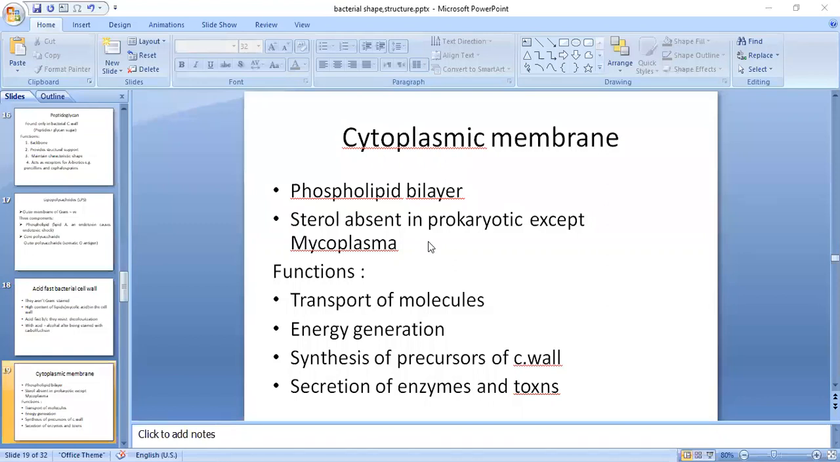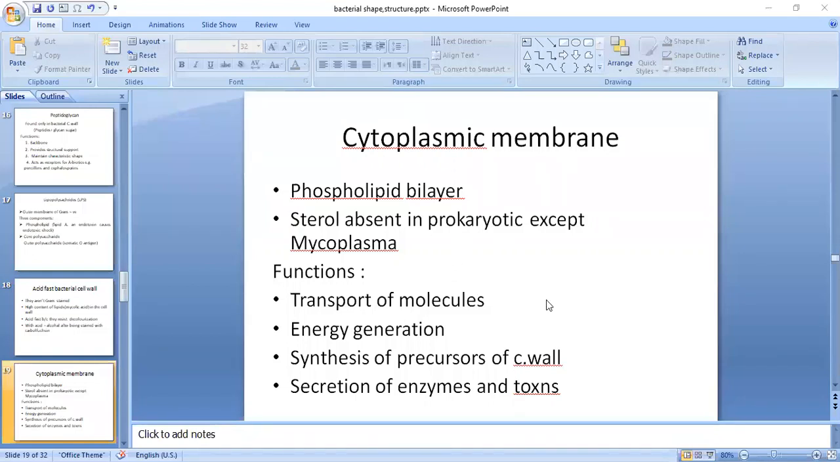Which one of the bacteria have the sterol in the cytoplasmic membrane? Only the mycoplasma. So what are the functions of the cytoplasmic membrane? These are the different functions.